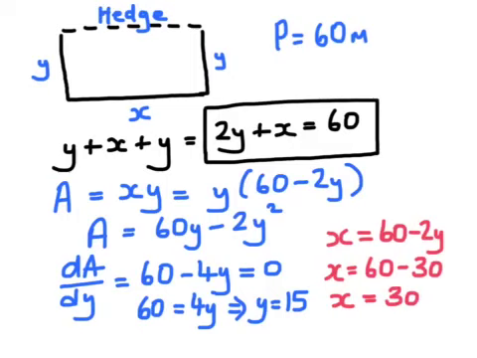And if the question then asks me to work out the maximum possible area, I simply multiply these two numbers together. So the maximum possible area would be 15 multiplied by 30, which would be 450 square metres.